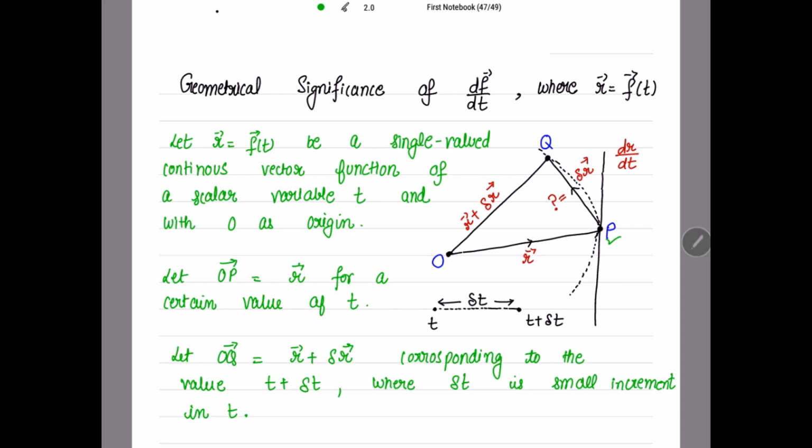So next time we will be doing some concepts upon differential operators and velocity and acceleration, right? So this concept needs to be discussed here.